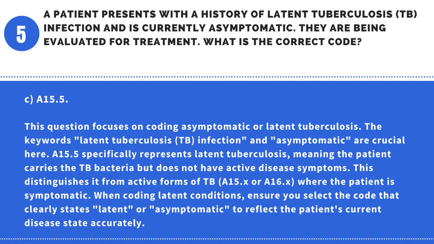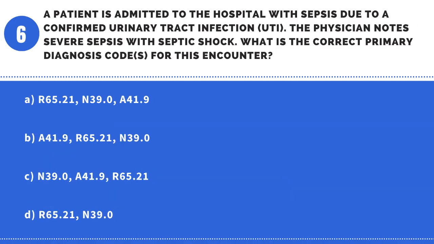Answer C. A15.5. This question focuses on coding asymptomatic or latent tuberculosis. The keywords latent tuberculosis infection and asymptomatic are crucial here. A15.5 specifically represents latent tuberculosis, meaning the patient carries the TB bacteria but does not have active disease symptoms. This distinguishes it from active forms of TB, A15 or A16, where the patient is symptomatic. When coding latent conditions, ensure you select the code that clearly states latent or asymptomatic to reflect the patient's current disease state accurately.